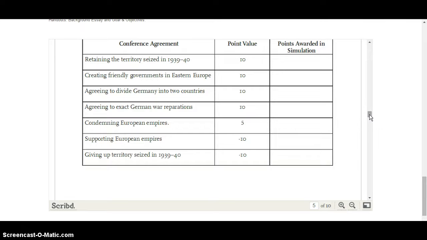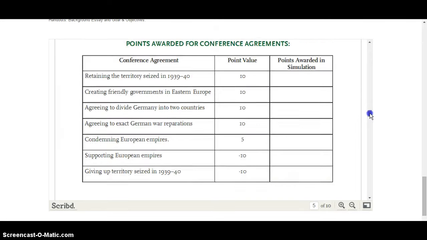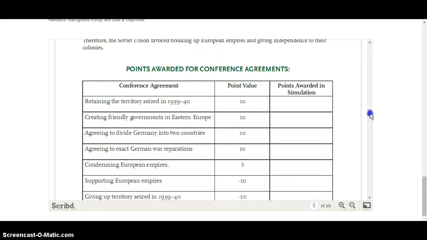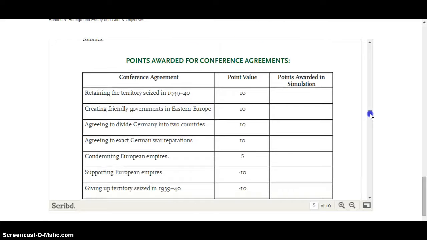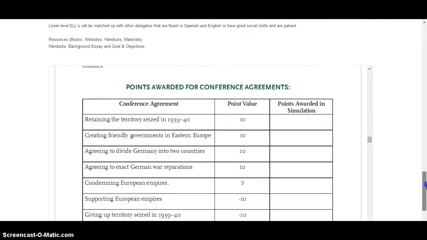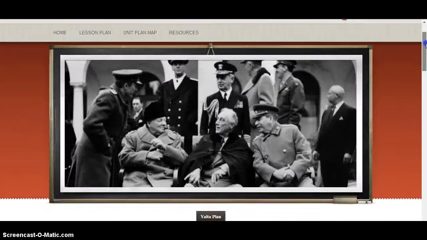So the delegates are given a couple of minutes to go over their plan of attack before they get back to the bigger group and start negotiating and compromising with the other two countries. Once they're all done, each group will present their version of the Yalta Conference, and once everyone goes, we'll figure out which team had the most points, and they get some extra credit. Then I'll show what actually happened in 1945, the Yalta Agreement. So that's the first lesson. It's a cool simulation. Hopefully the students like that.